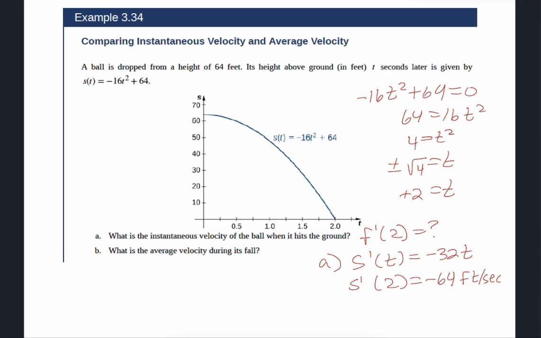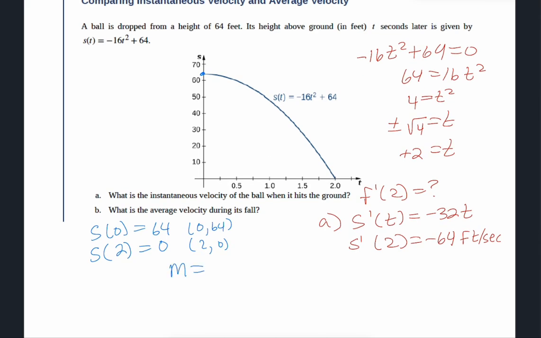Okay? Now, it says, what is the average velocity during its fall? Now, the difference with average velocity is, what is the point at the start? Well, at the start, at time 0, we are at 64. We finish the whole descent in 2 seconds. At 2 seconds, we are at position 0. So this is the point (0, 64), and this is the point (2, 0). And you just find the slope at those 2 points.